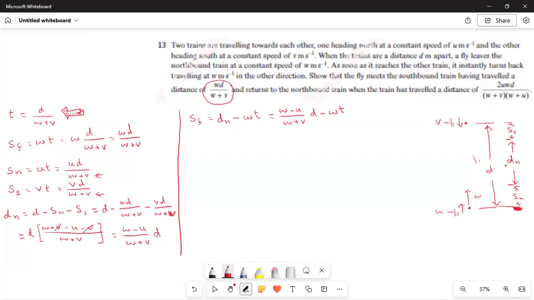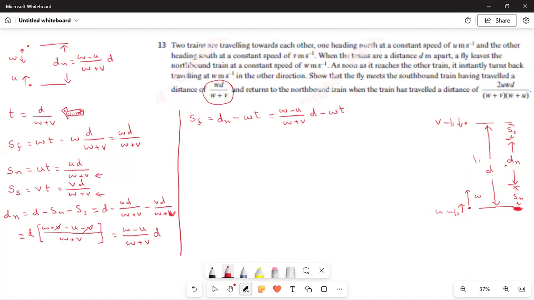So the thing is, now the distance between the two trains is Dn only, which is (W minus U) over (W plus V) into D, right? So this is the distance between the two trains. And now the fly is coming in this direction. Its speed is W, and this train is going in this direction with the speed of U, right? So the question is, when they meet each other, how much is the distance traveled by the northbound train?